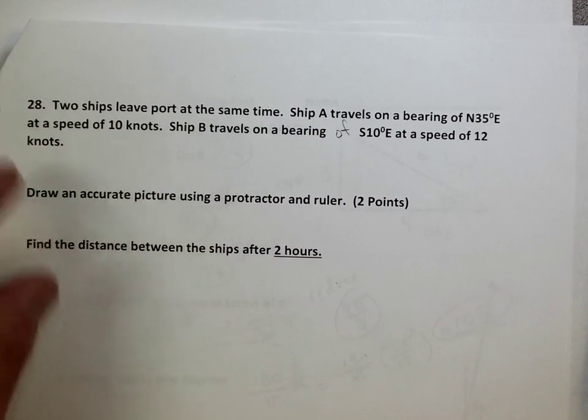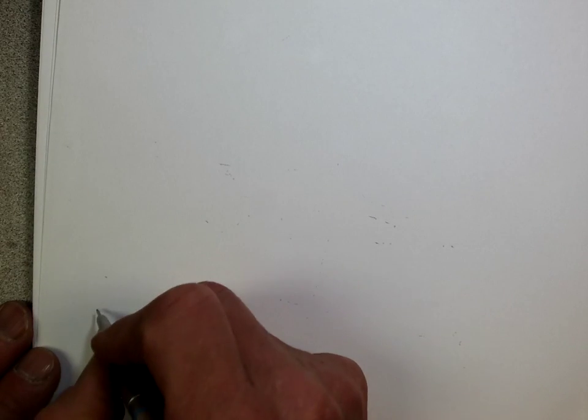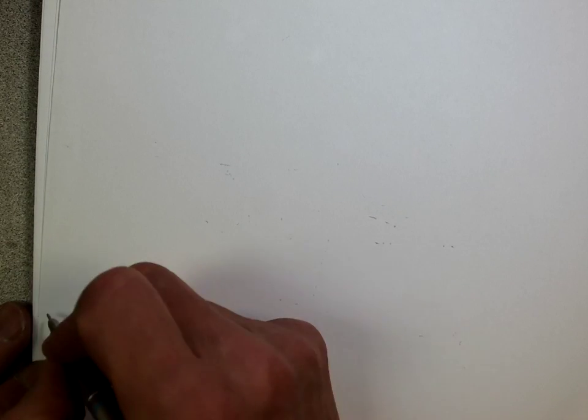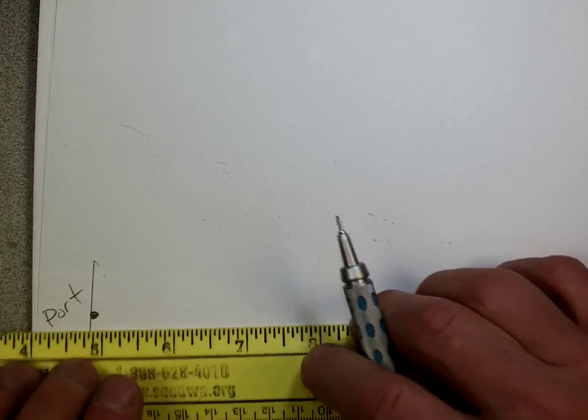So when I draw port, I'm going to put port way over here on my paper. I'm going to put port right about here, okay? There's my port. And I'm going to draw in a little compass rose. And north is 0, right? Okay, here's my port.